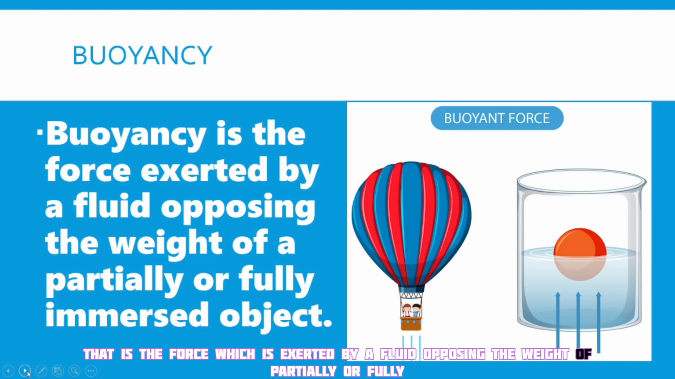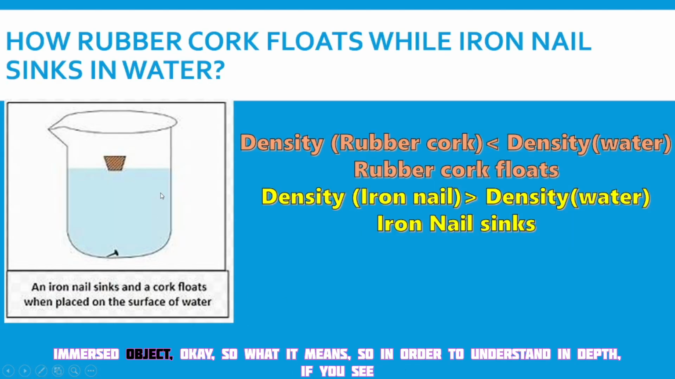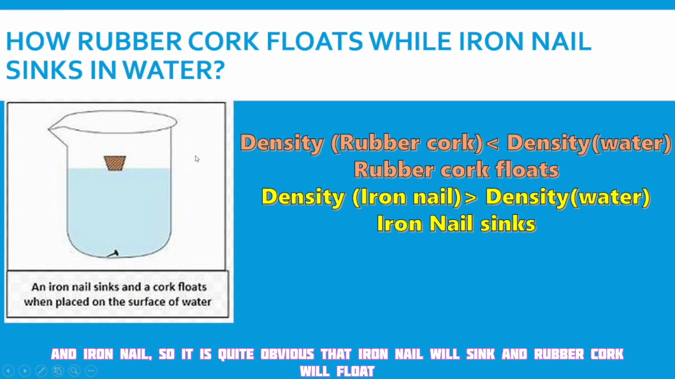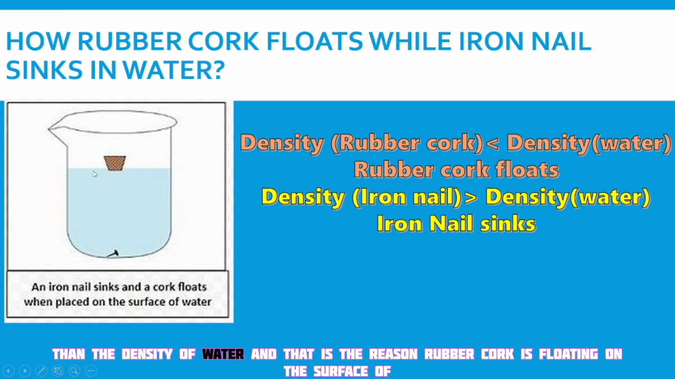Okay. So what does it mean? In order to understand in depth, see there is a beaker that is filled with water, and we have taken two objects, a rubber cork and an iron nail. So it's quite obvious that the iron nail will sink and the rubber cork will float. But what's the reason for this? The reason is that the density of the rubber cork is quite less than the density of water. And that's the reason the rubber cork is floating on the surface of the water.